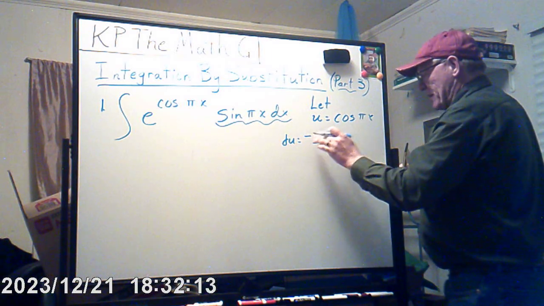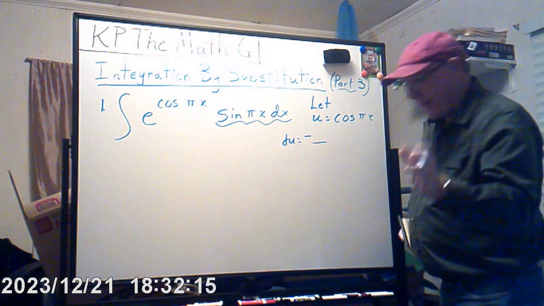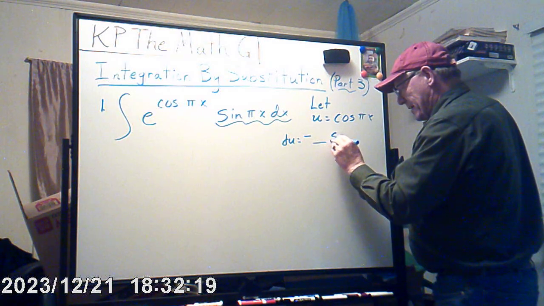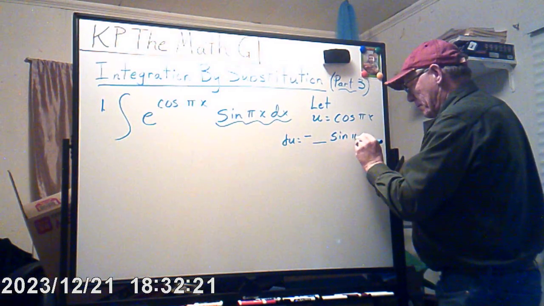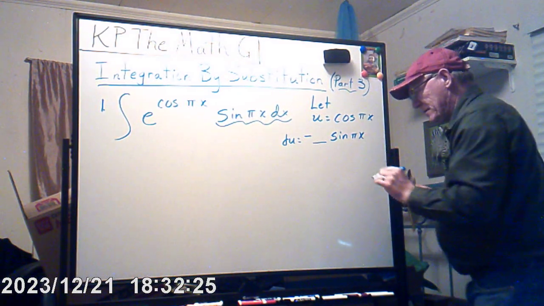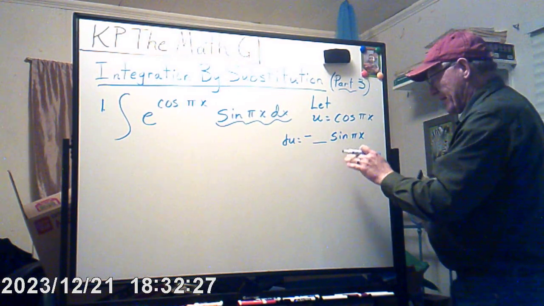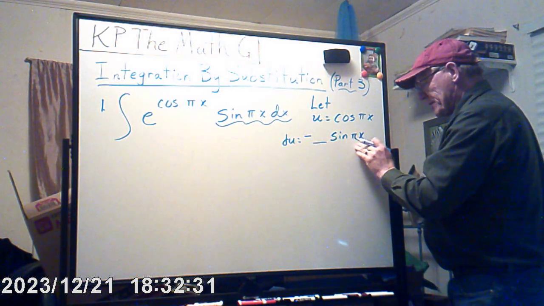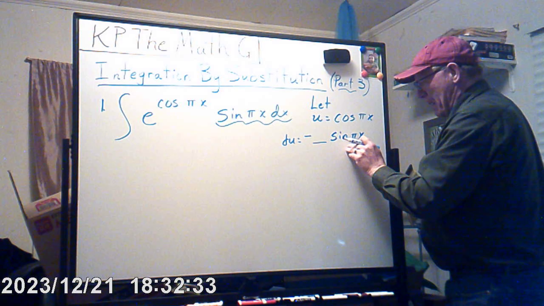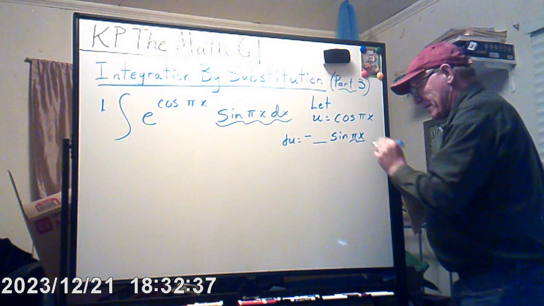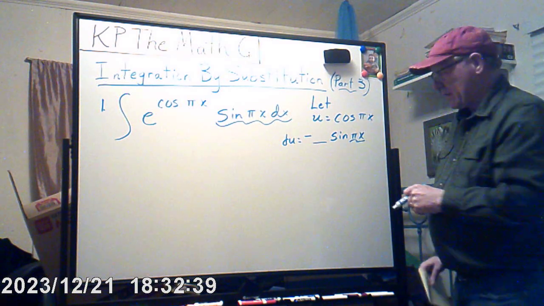The negative is because the derivative of cosine is negative sine. Negative sine pi x. Now remember, I need to do the chain rule of this pi x right here.